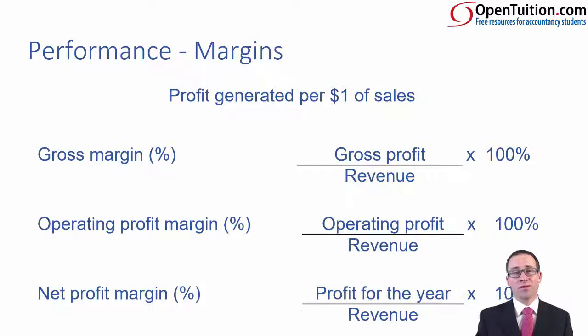The final margin that you've got is the one that's sat at the bottom of your statement of profit or loss, and that's your net profit margin or your profit for the year margin, which takes your profit for the year and divides it by your revenue before multiplying it by 100%. You may be asked to calculate your net profit for the year margin, but it's not all that useful as a ratio. There are better ratios to consider, and I'd always prefer to think about gross margin and operating profit margin before I even contemplate your net profit margin.